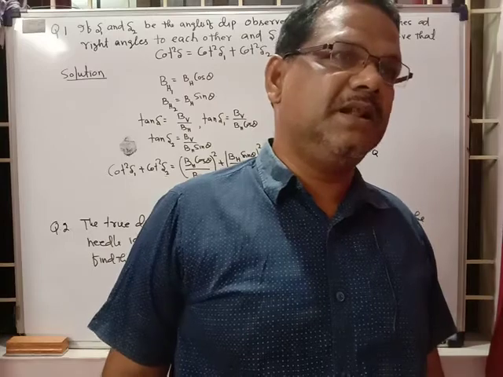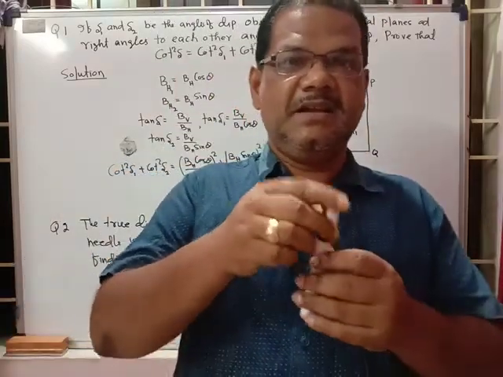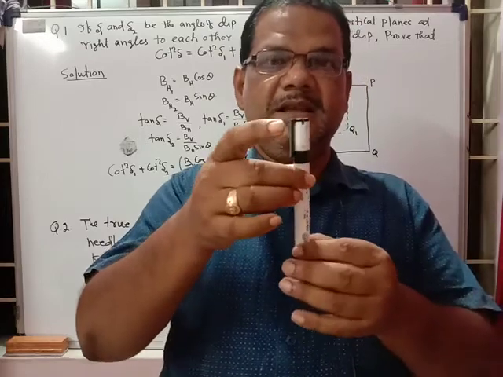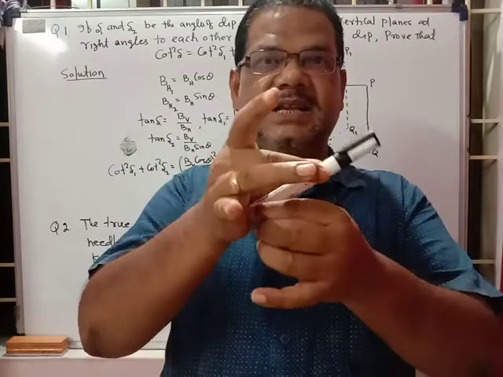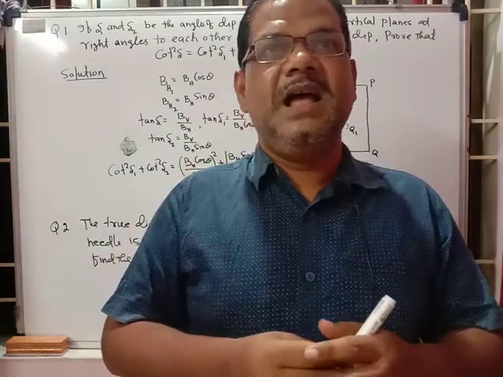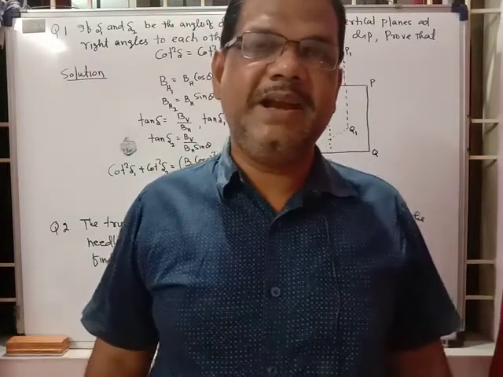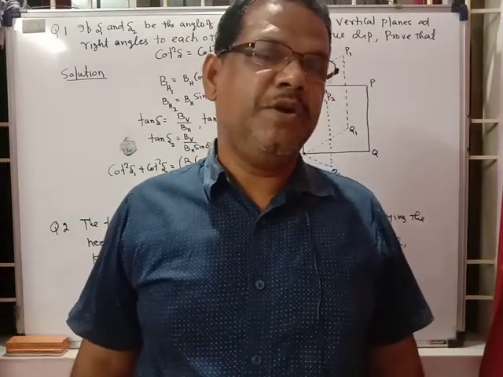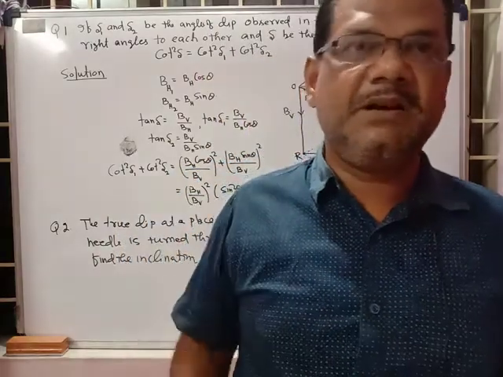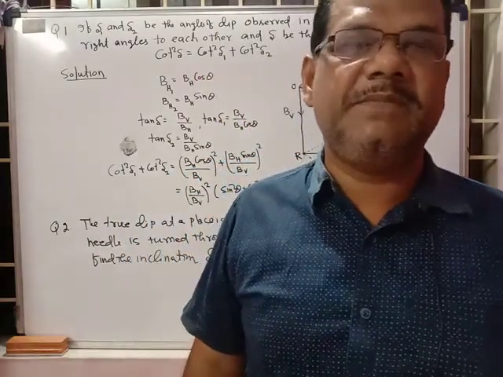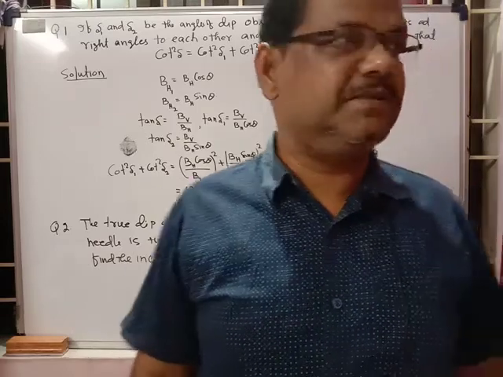What is the dip circle? It is the compass needle which moves in a vertical circle. The compass needle moves like that in a vertical circle, and that is called the dip circle. The vertical circle lies along the magnetic meridian, and the direction of the compass needle indicates the direction of the total magnetic field strength at that point on the surface of the earth.